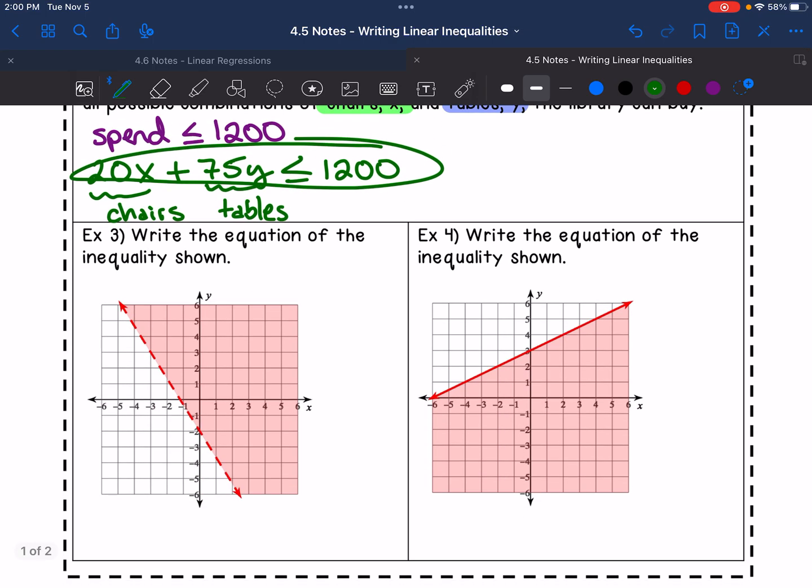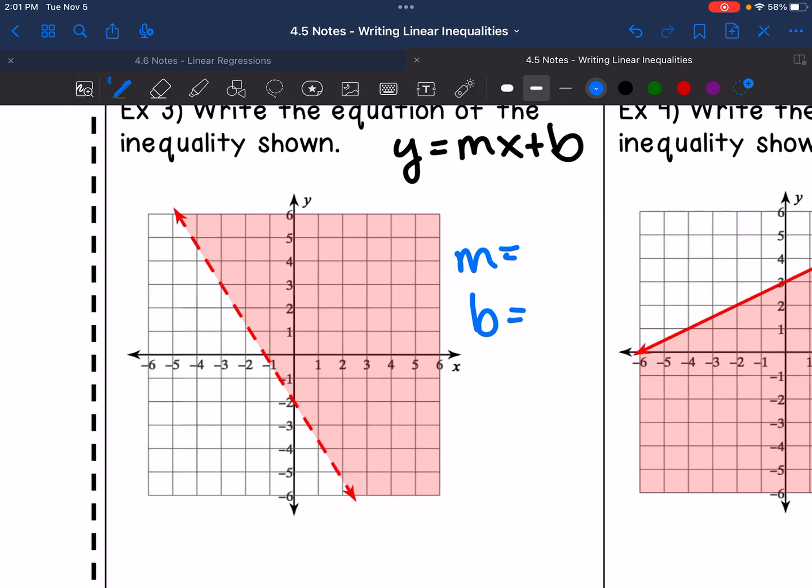Okay. Now, with the graphs, we need to remember slope-intercept form. All right, y equals mx plus b, except instead of an equal sign, we're going to use an inequality sign, and that's going to be based off of the shading and what type of line we have. So the first thing I'm going to do is identify my slope and my y-intercept. My y-intercept is usually easier to spot. It crosses the y-axis at -2. And then for my slope, I'm going to find another point that I can use to count with, which looks like right here at (-3, 3).